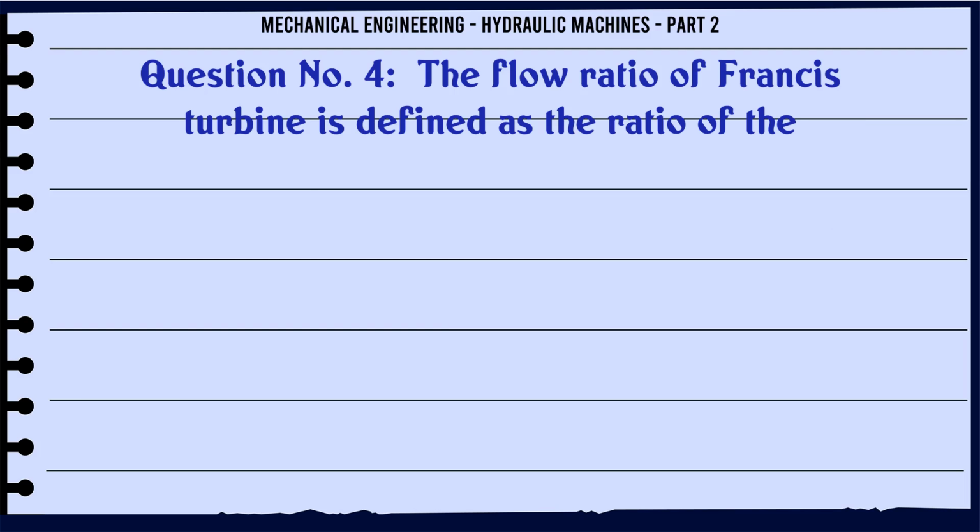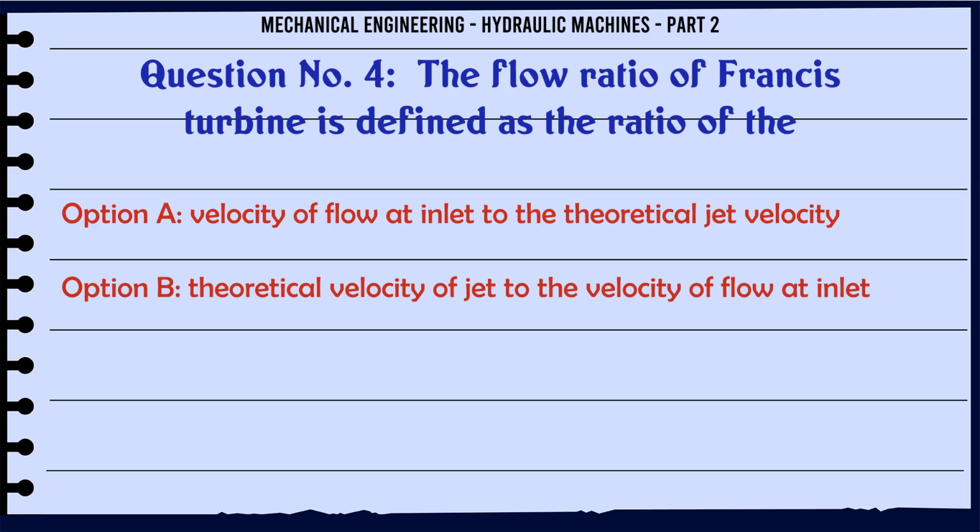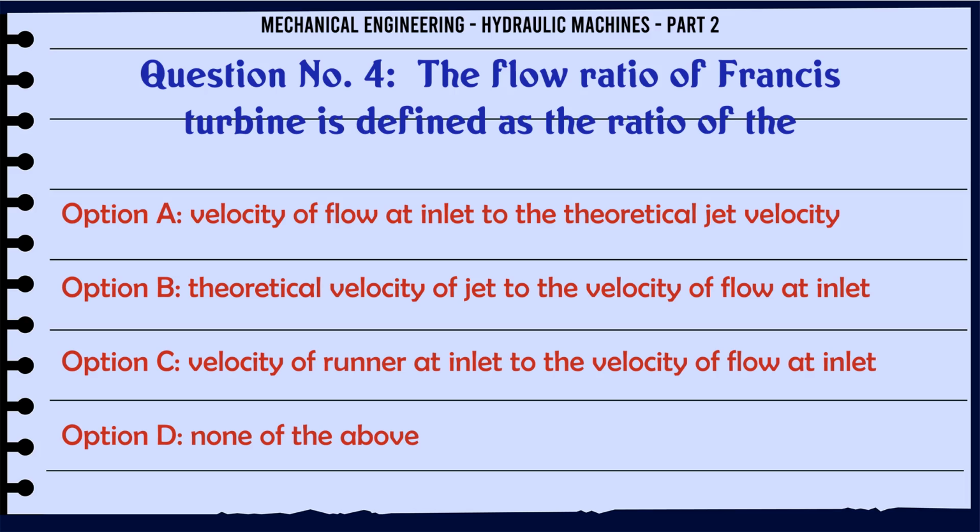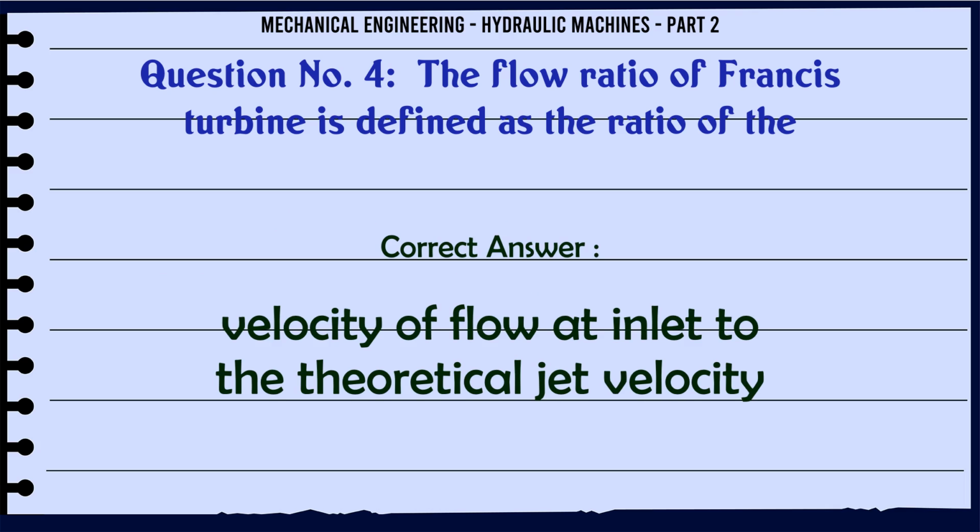The flow ratio of Francis turbine is defined as the ratio of the A. velocity of flow at inlet to the theoretical jet velocity, B. theoretical velocity of jet to the velocity of flow at inlet, C. velocity of runner at inlet to the velocity of flow at inlet, D. none of the above. The correct answer is velocity of flow at inlet to the theoretical jet velocity.